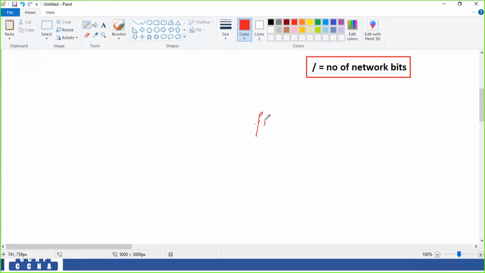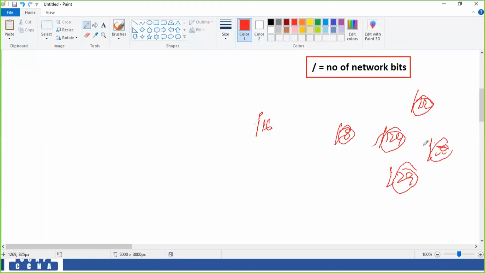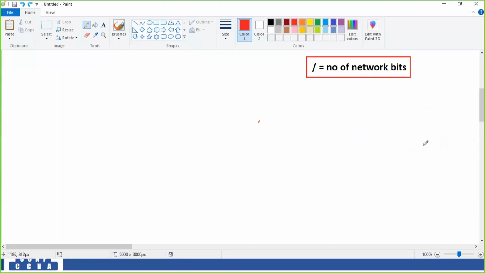So if I say /16, what does 16 indicate? Number of network bits. If we say /8, 8 means 8 network bits. /24 means 24 network bits. /29, 29 network bits. /12, 12 network bits. /18, 18 network bits. So after the slash, what is the number? It indicates the number of network bits. Right?